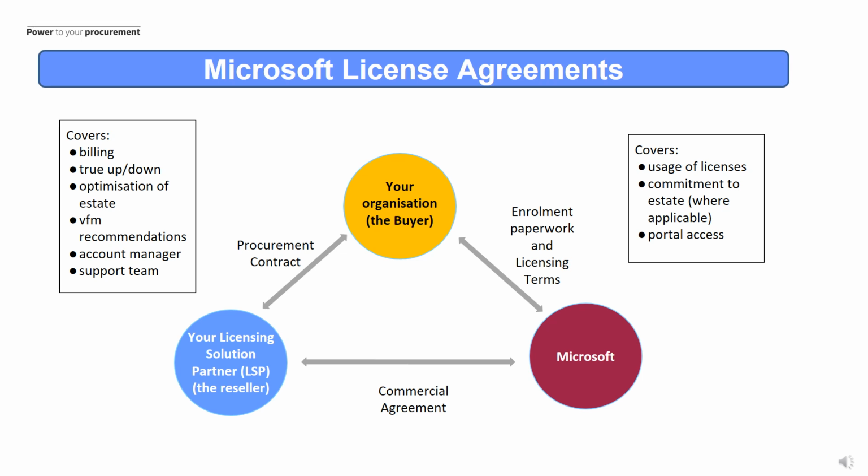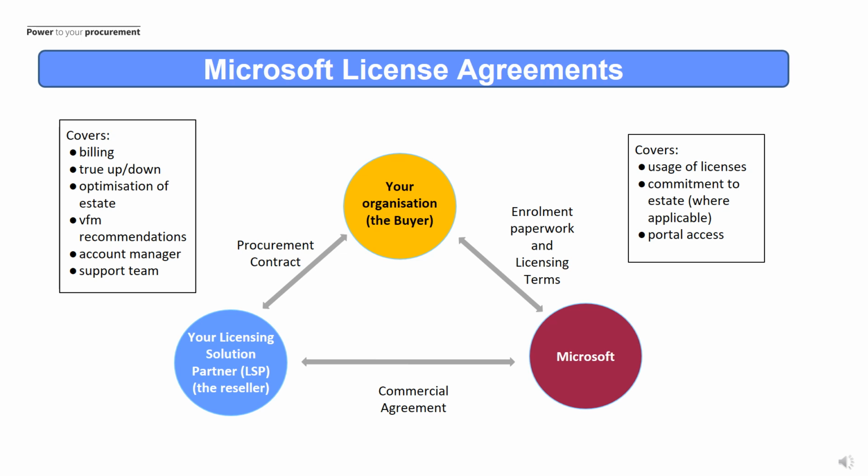And as well as your procurement contract, you'll have a second set of paperwork which sits with that procurement contract, and that's your enrolment paperwork with Microsoft, which covers your licensing terms. So that covers the actual use of the licenses, any commitments you might have had to make to Microsoft regarding numbers of licenses on your estate, where applicable. So some SCE licenses might have those kind of commitments, for example. And it will also cover access to the Microsoft portal to help you manage your licenses.